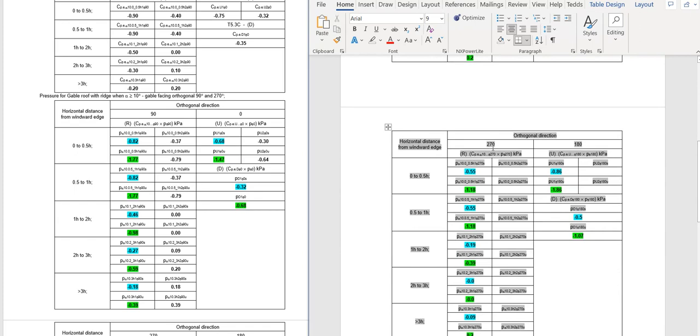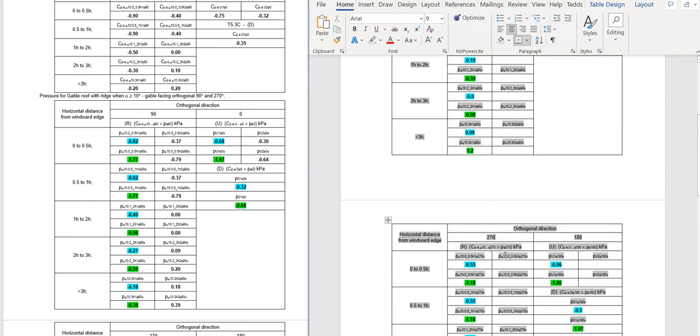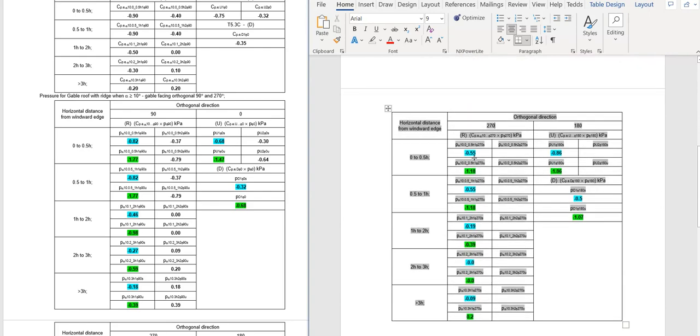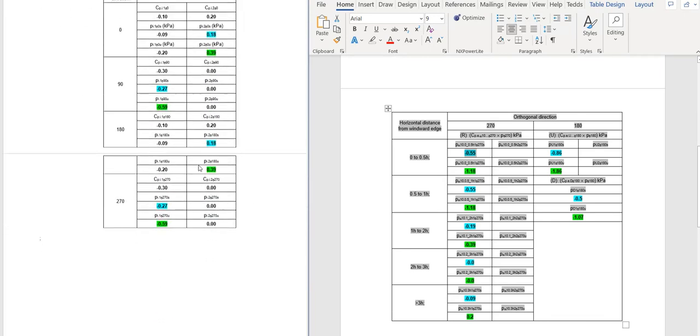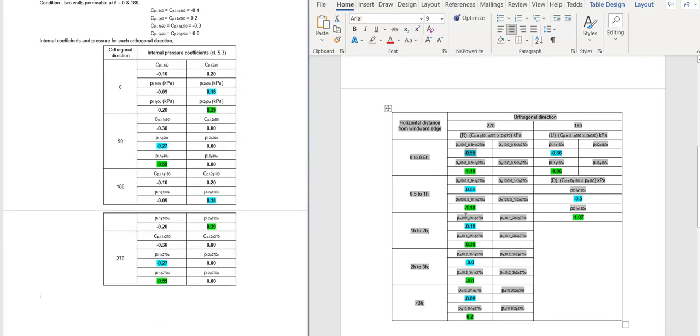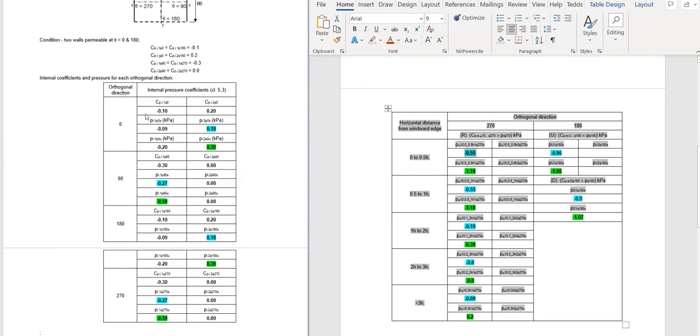And here for the wind orientation at 270 degrees and 180 degrees, we have the same thing. We get the external pressure minus the internal pressure, which is down here below, and then finally we got those values respectively to the wind direction.